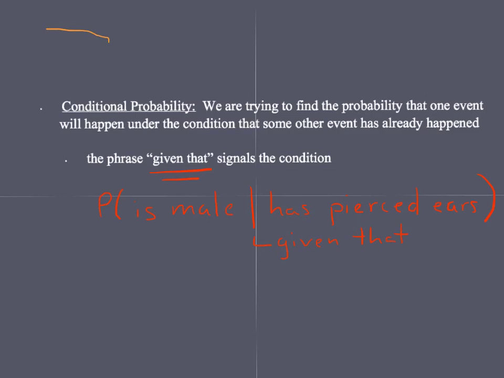All right. So the probability of A given B, which is male, given that they have pierced ears, would be equal to 19 over 103. And the probability of B given A would be equal to 19 over 90.